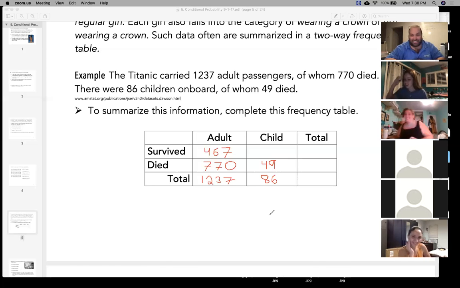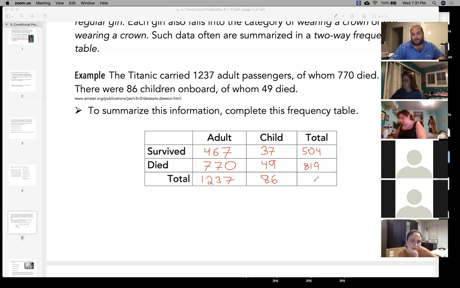So 49 of the 86 died, right? Meaning how many survived? 37. So 37 survived. And now I can also fill in this one here. How much is this one over here? 504. 504 survived. And how many here? 819. And give me three different ways of getting this one here.